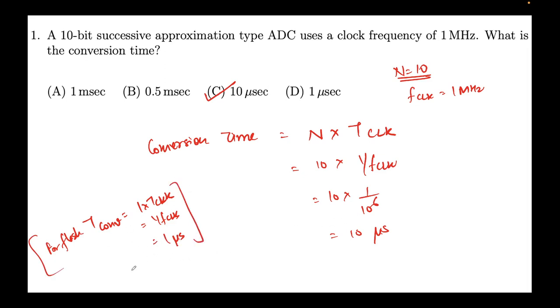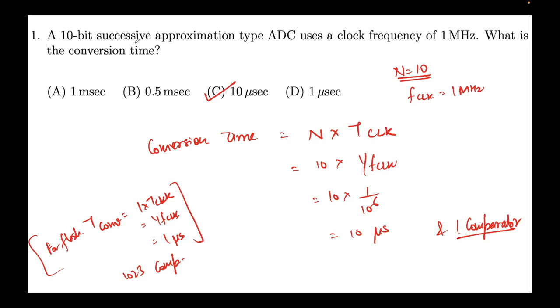But it will require how many comparators? We saw 2 raised to the power n minus 1 comparators. So that will require 1023 comparators. Here it's 10 microseconds and 1 comparator. So you see, there's a trade-off. One is faster, but requires more space, more devices. The other is slower, but requires less space. That depends, as I told earlier also, on your application.